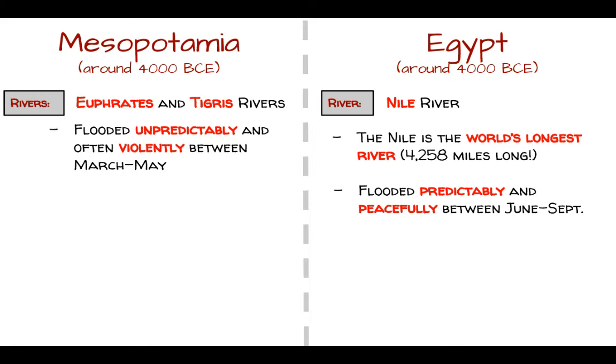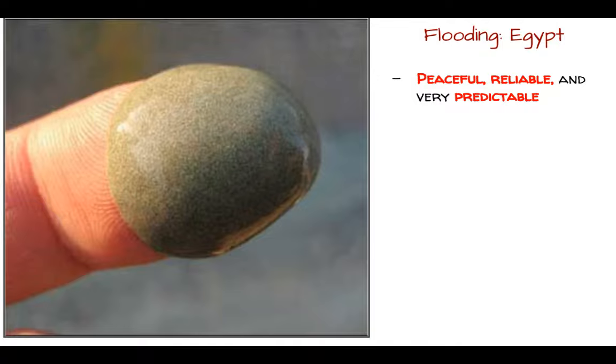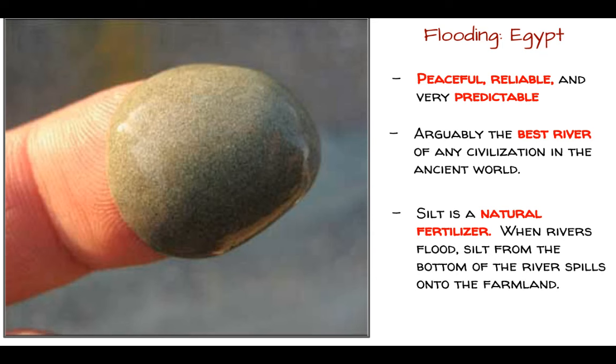And it will flood predictably and peacefully between June and September. And this flooding is very beneficial to the ancient Egyptians. It's peaceful, it's reliable, and it's incredibly predictable. And it's arguably the best river out of any of our ancient civilizations to form a civilization around in the ancient world. So when the Nile River floods, it's going to deposit a natural fertilizer known as silt.